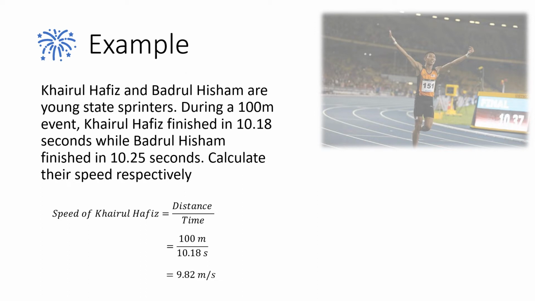Alright. Then let's calculate for Badrul Hisham. So the formula is still the same, distance over time. So the distance is 100 meter. The time taken for Badrul Hisham is 10.25. Right? Then we just divide 100 with 10.25. We will get 9.76 meter per second. So this is how you calculate the speed. Okay, just use the formula distance over time.